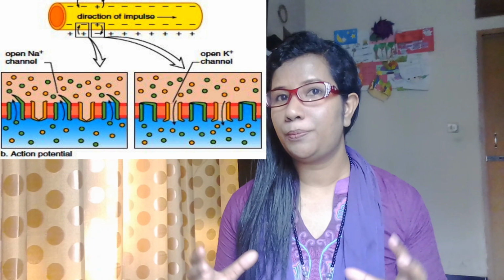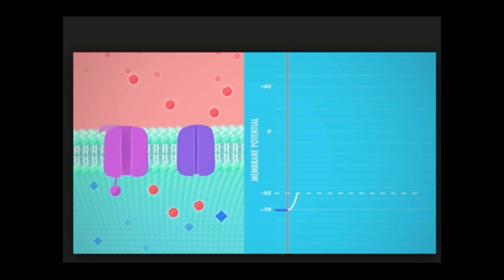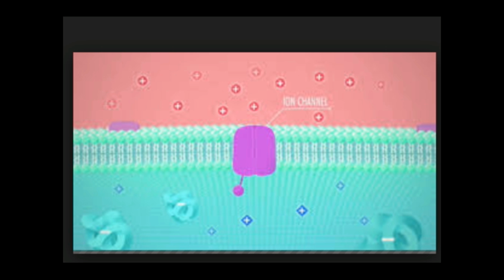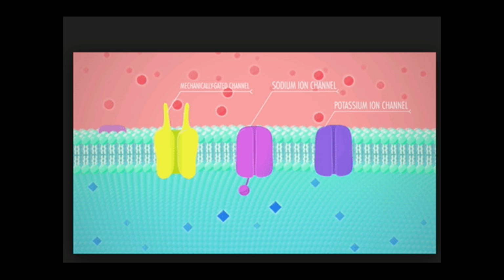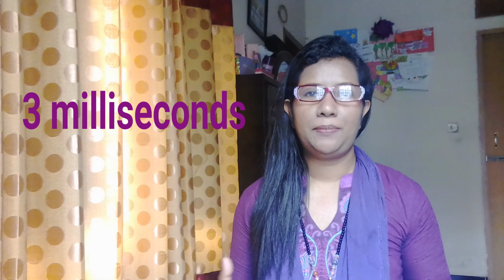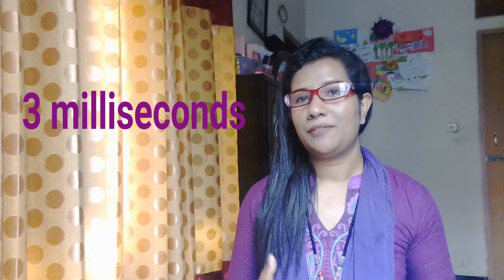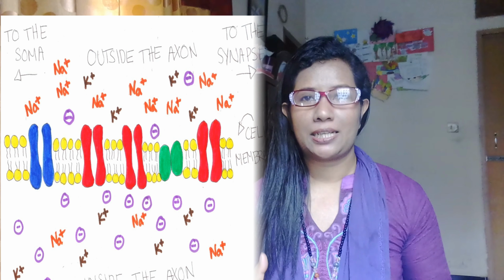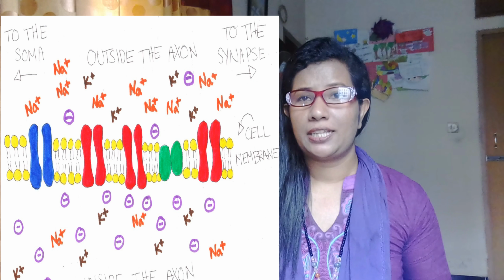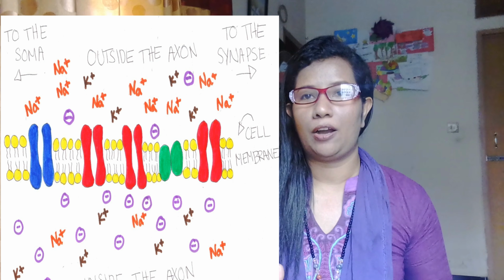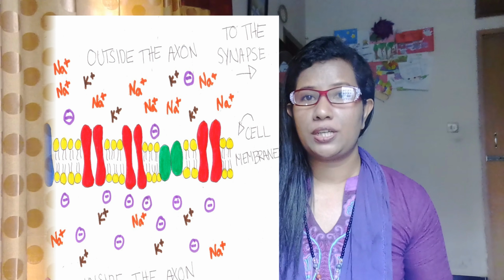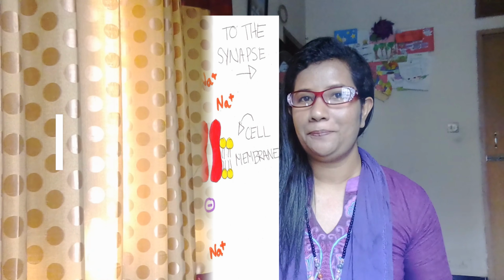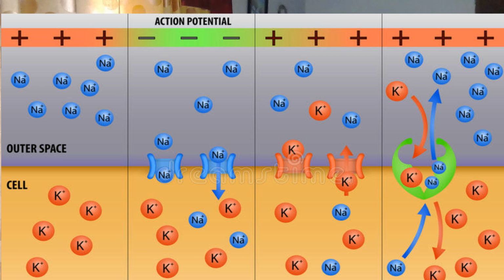The whole process takes about 3 milliseconds, and this rapid fleeting change in potential difference across the membrane is the action potential. It's caused by changes in the permeability of the cell surface membrane to sodium ions and potassium ions. You can see the diagram here, then you will understand easily.